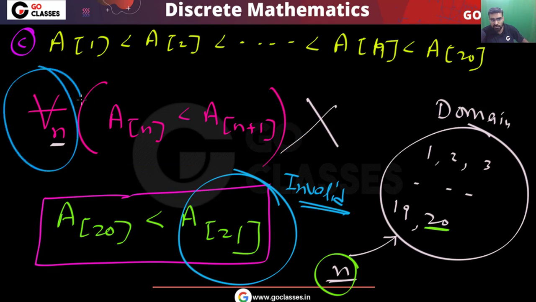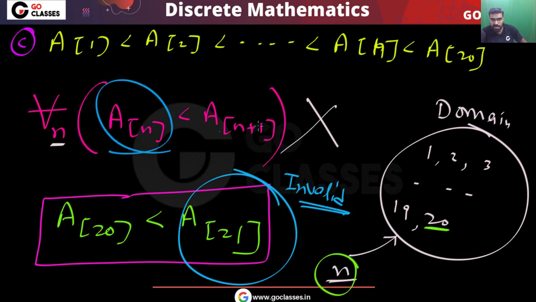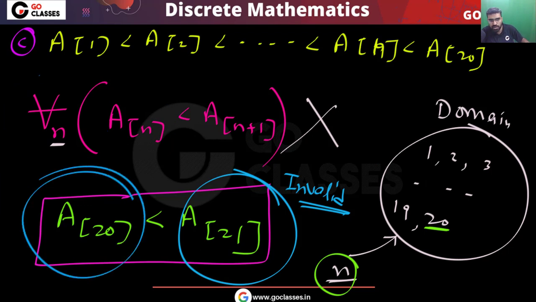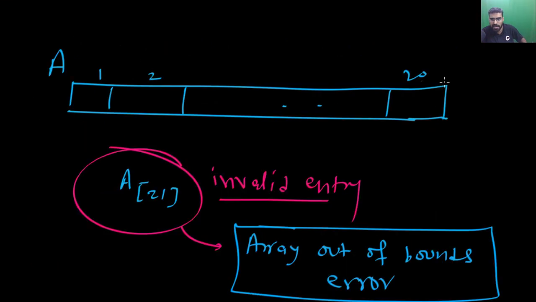Because we are saying for every n, for every value in the domain, we also have 20. So for every value you are saying that an is less than an plus 1. The problem is you are saying a20 is less than a21. But this a21 is invalid. In the array we don't have a21. So this is an invalid entry, and that is the reason this answer is wrong.